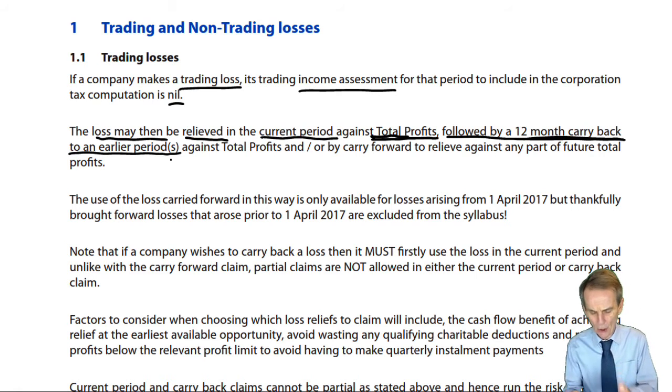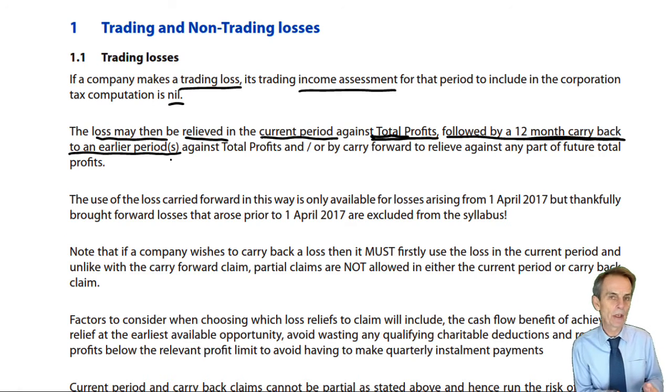So if this loss-making period was preceded by a 9-month accounting period, and the loss was big enough to eliminate all of the total profits of that previous 9-month period, it would then go against a further 3 months of the accounting period prior to that. It is a 12-month carryback.